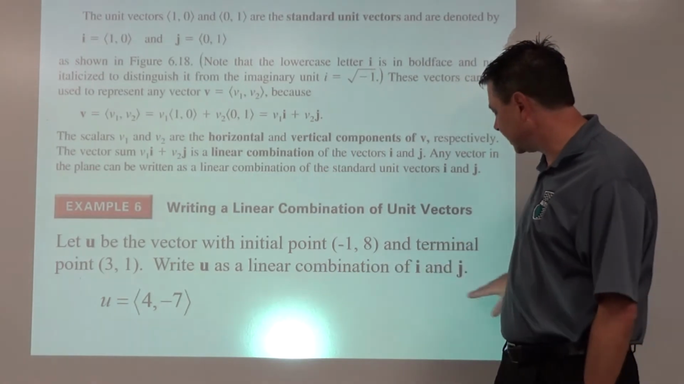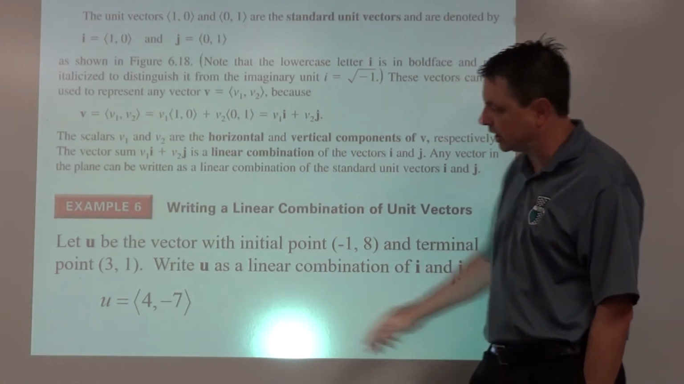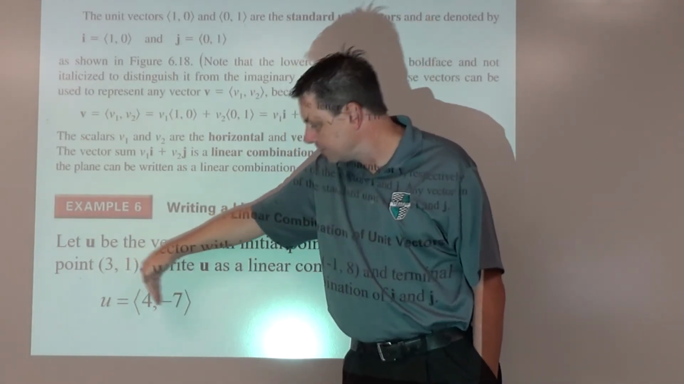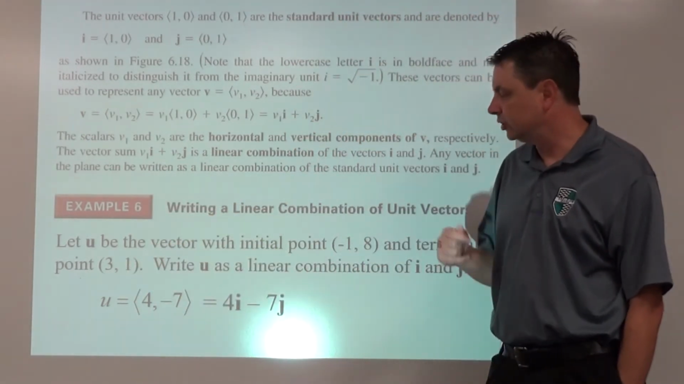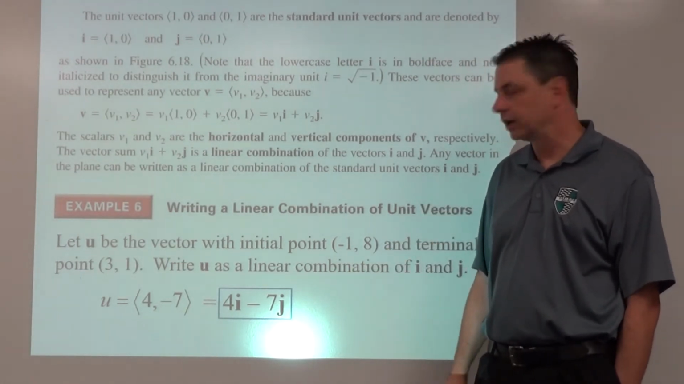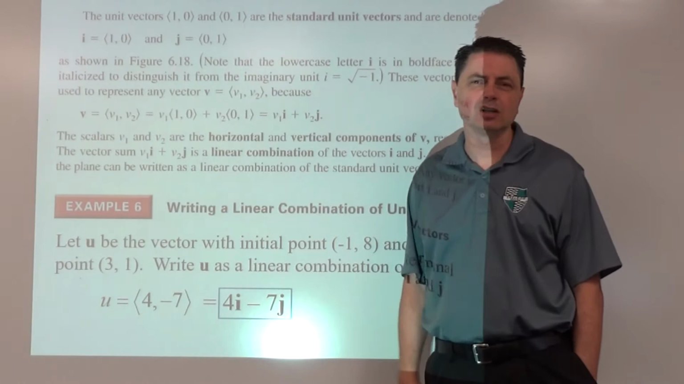Now, how do we write that as a combination of i's and j's? Here are the i's, here are the j's. So 4i minus 7j, no commas, no brackets, just a linear combination. Therefore, it looks like an algebraic expression.